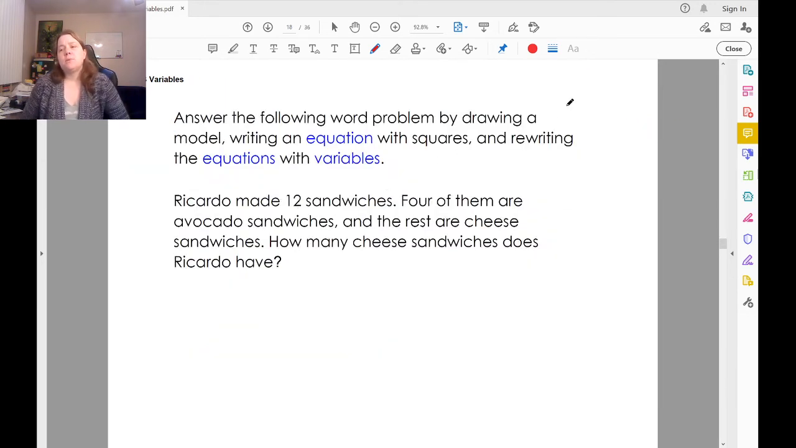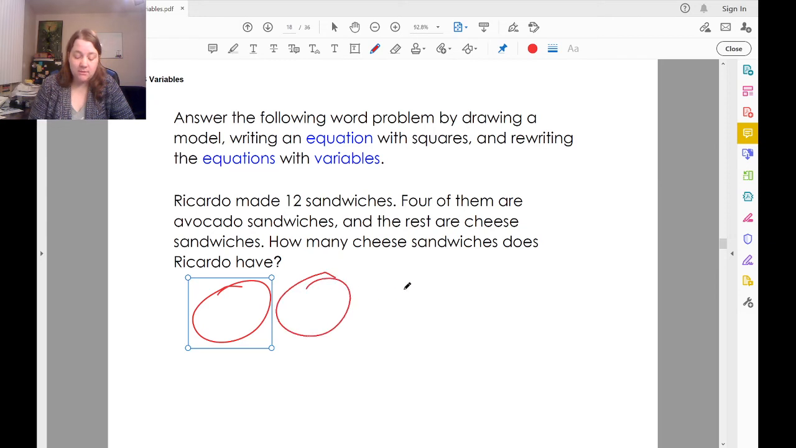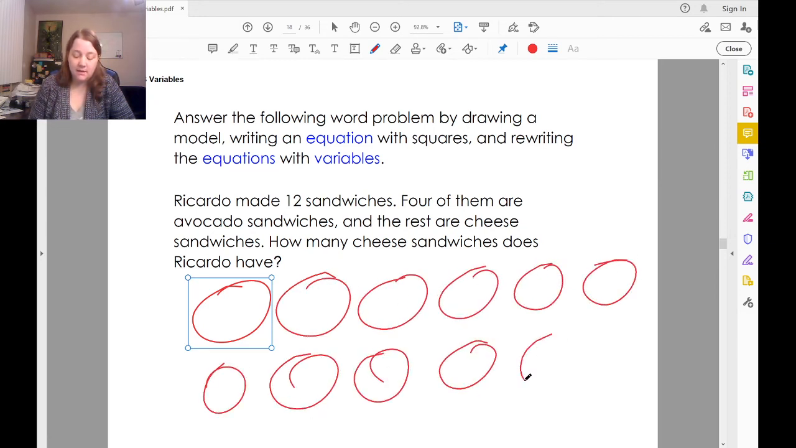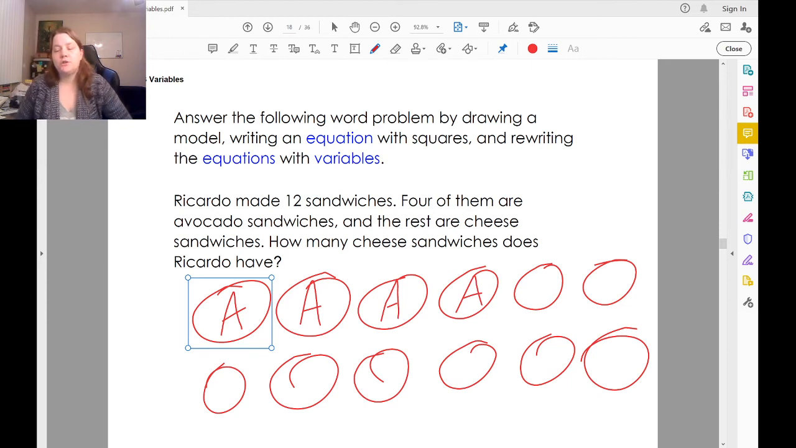We're going to answer a word problem by drawing a model, then writing an equation with squares, which you don't need to do, and then rewriting it. So Ricardo made 12 sandwiches. So let's look at sandwich 1, sandwich 2, sandwich 3, sandwich 4, sandwich 5, sandwich 6, sandwich 7, 8, 9, 10, 11, 12, and we're going to pretend those are perfectly equal sandwiches. 4 of them are avocado. The rest are cheese sandwiches. We want to know how many cheese sandwiches does Ricardo have.